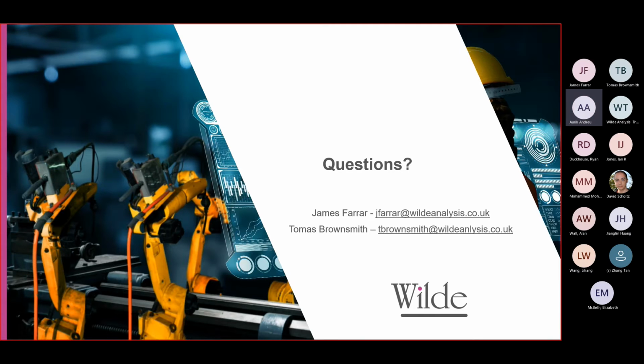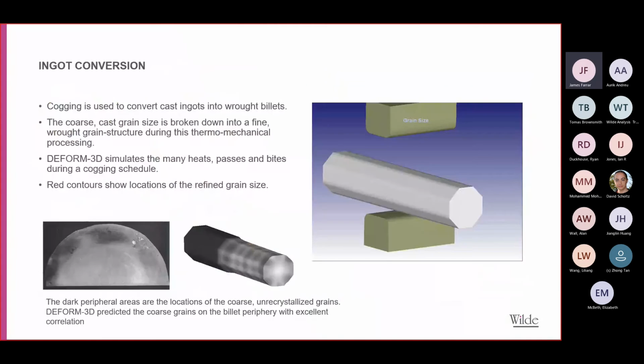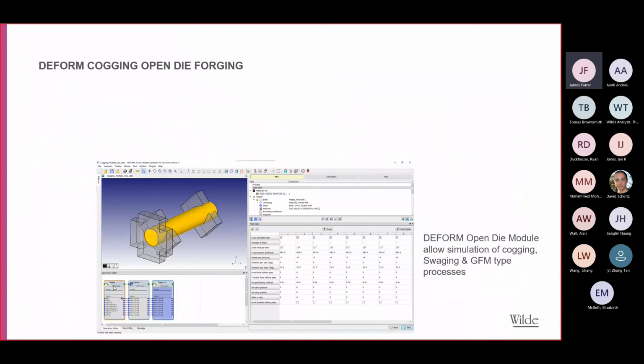Okay, that's great. Maybe another question, because we are thinking to combine all the modeling we did on the furnace with the cogging or open die forging operation. Does that take into account the gripper? Can you model the heat transfer or heat loss in this cogging?